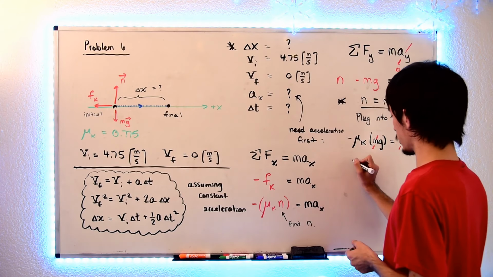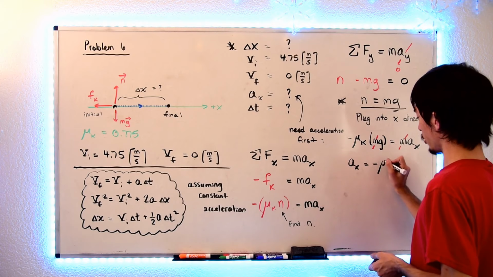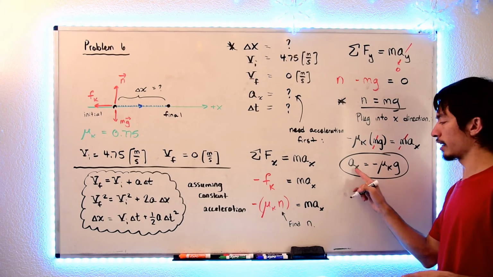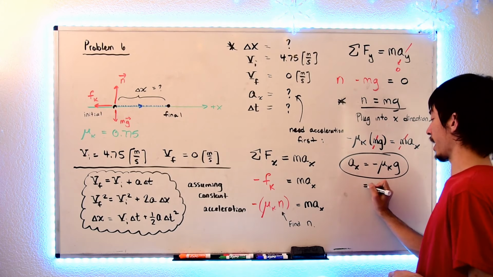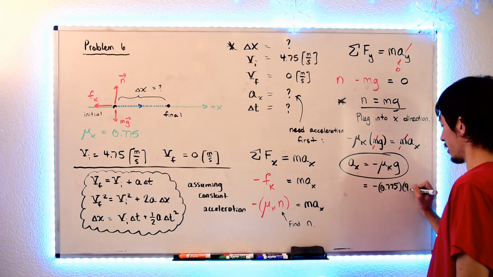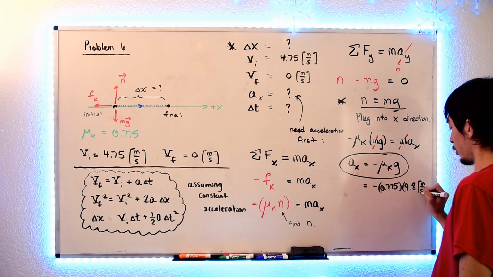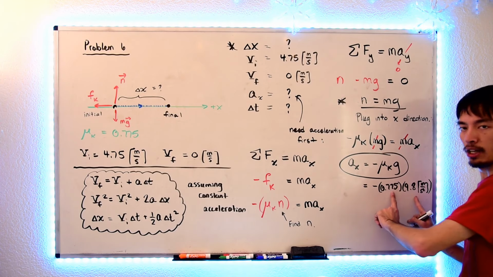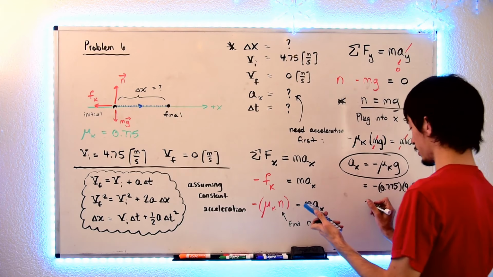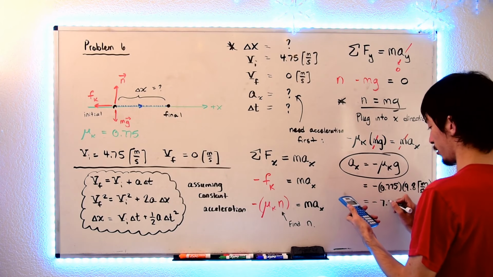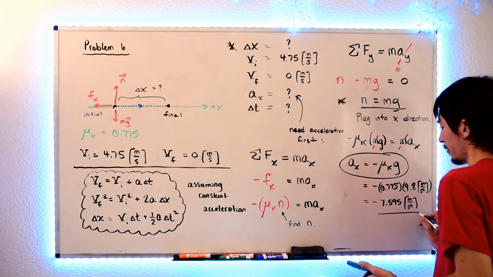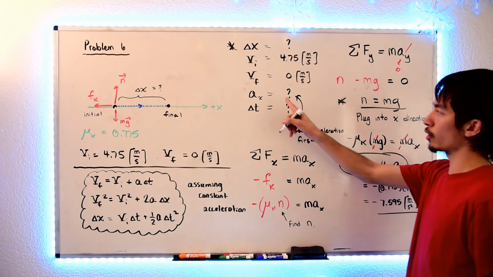The acceleration equals minus coefficient times g. So we're going to use this to get the acceleration. We can just calculate that now. Minus 0.775 for the coefficient times the gravitational acceleration, 9.8 meters per second squared. Plug that in. 0.775 times 9.8 is negative 7.595 meters per second squared. This is the value that needs to go into this table.